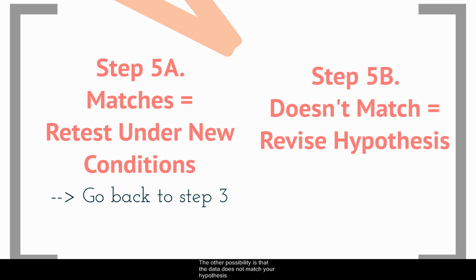The other possibility is that the data does not match your hypothesis, and this does not mean you are a failure as a scientist and you need to stop and go do something else completely. This just means you go back to step 2 instead of step 3. So now you're just going to go back and revise your hypothesis. And remember that we defined a hypothesis as an educated guess based on previous experience or knowledge. And after you do an experiment and you collect data, you have more information. And so you can refine and make a better hypothesis. So either one of these is part of the scientific method.